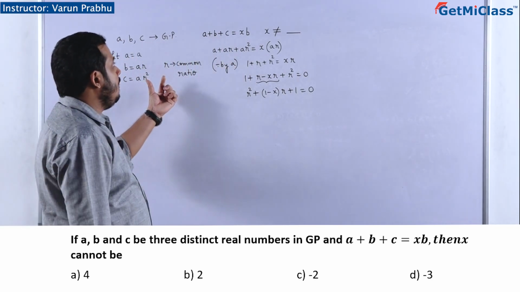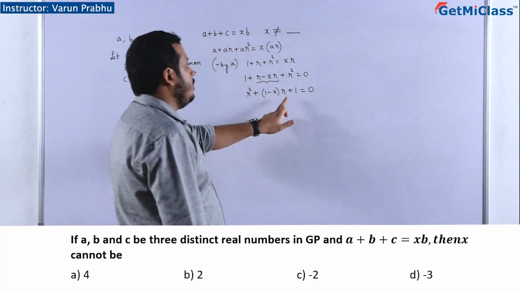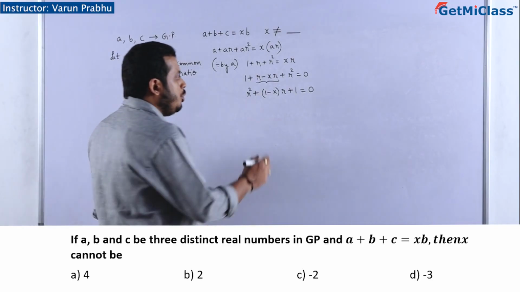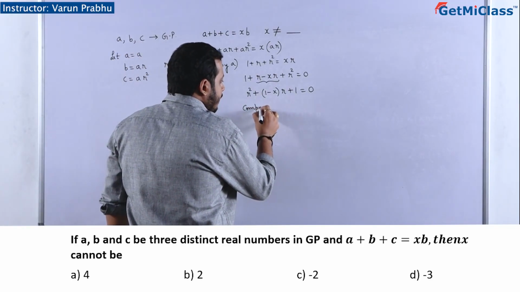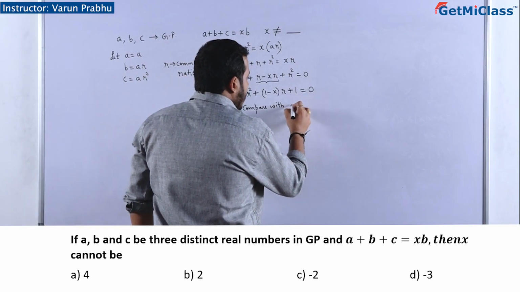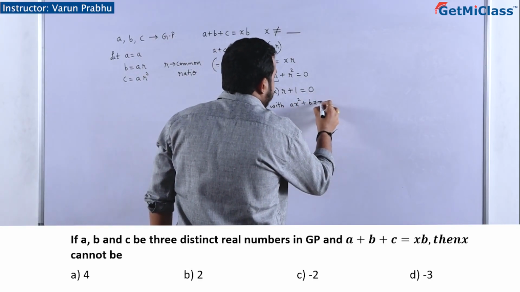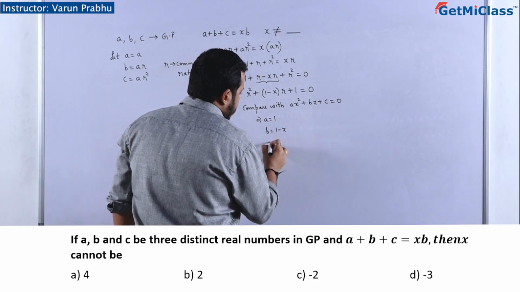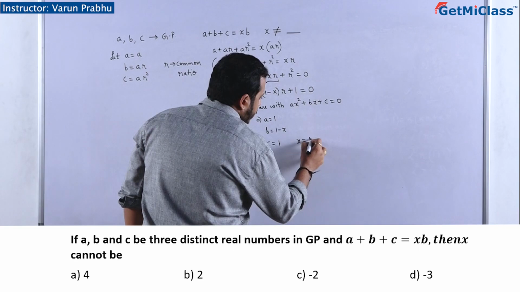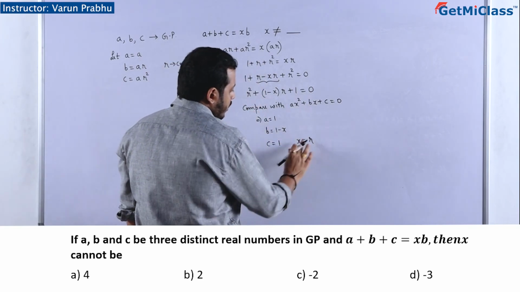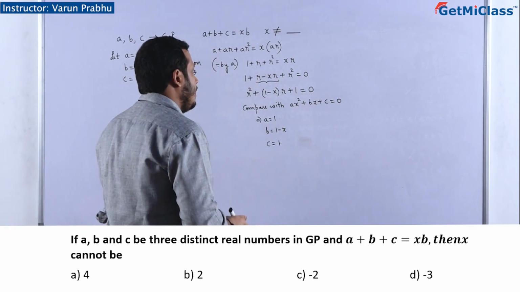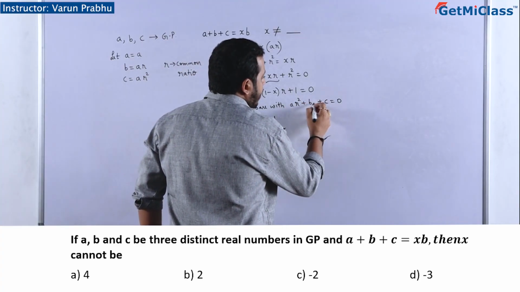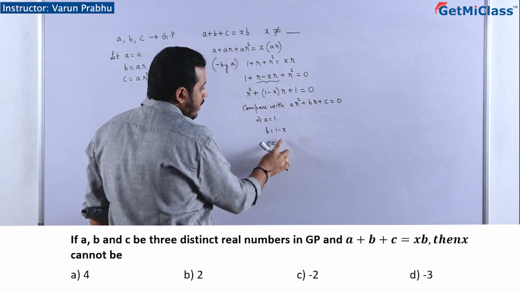Now, X cannot be what value is the question asked, right? Because the common ratio exists, the roots of this equation should exist. So compare with AX square plus BX plus C is equal to 0. This implies that A is equal to 1, B is equal to 1 minus X, C is equal to 1, and X value in this case is R, correct or not? Let it be like this. Now I'll write directly like this, AR square plus BR plus C. Otherwise, if you put X is equal to R, it is confusing here.